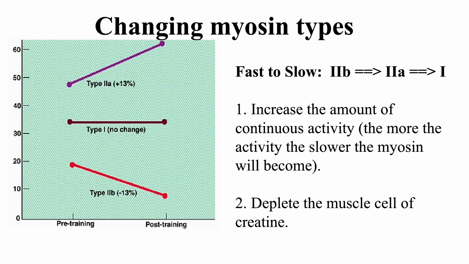You also deplete the muscle cell of creatine. By doing more activity, more work, you will deplete the muscle of creatine. Creatine is the main energy source, or the substrate, for one of our power energy systems. So if there's no substrate available for an energy system to use, then you're going to switch to other energy systems. Okay, so get rid of the creatine, you'll become more type 1.